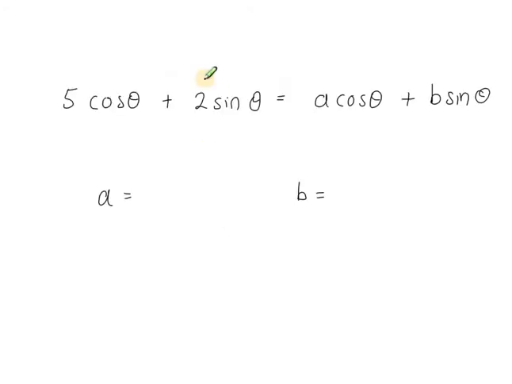In this equation, we have a single cosine and sine term on each side of the equation. So the coefficient of cos theta here on the left hand side will be equal to the coefficient of cos theta on the right hand side. So I know that a is equal to 5, and for similar reasons b, the coefficient of sine theta, will be equal to 2. So a is equal to 5 and b is equal to 2.